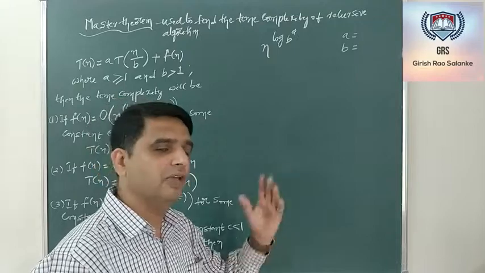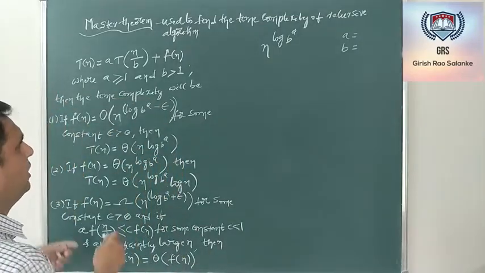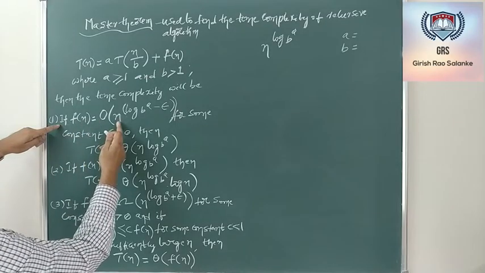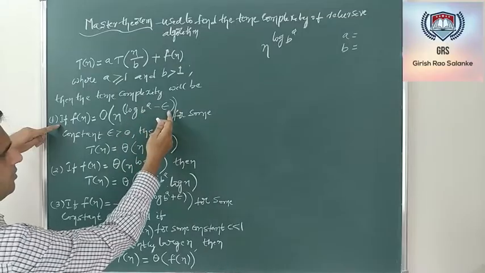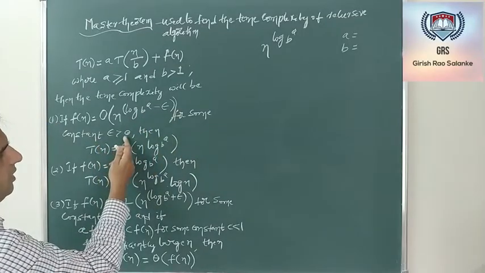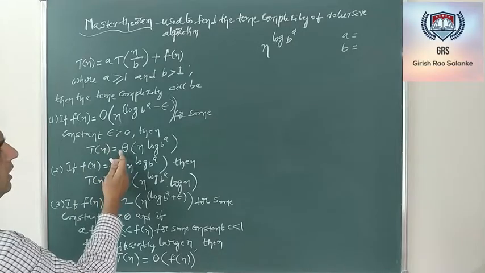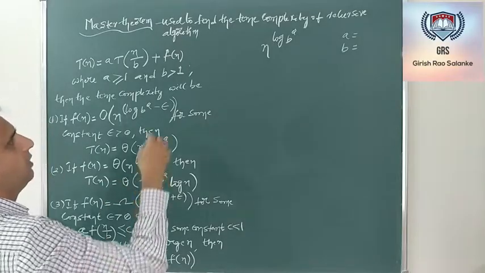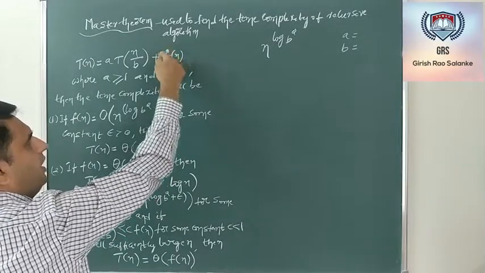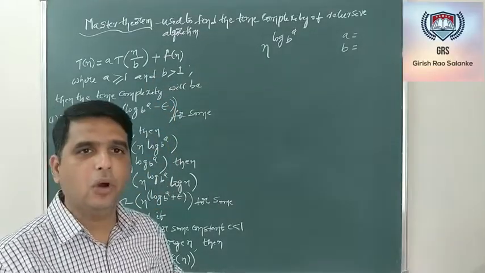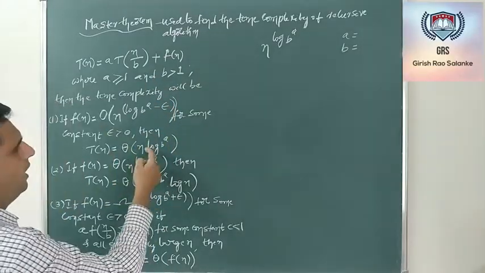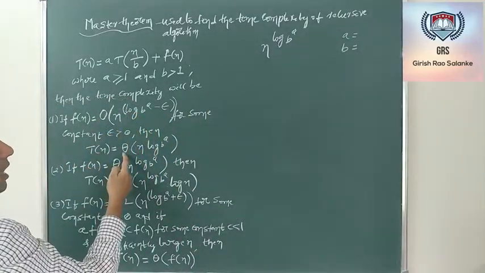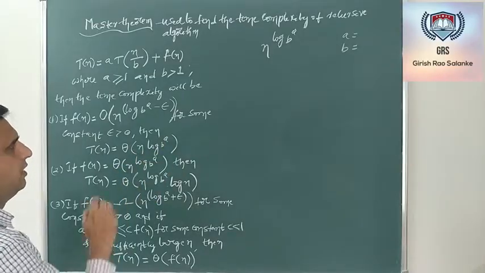Now after doing that, we can categorize into three different classes. The first class says that if f(n) = O(n^(log a to base b - epsilon)) for some constant epsilon greater than 0, then T(n) = Θ(n^(log a to base b)). In the sense, if f(n) is asymptotically slower when compared to n to the power of log a to base b, then the time complexity can be expressed as Θ(n^(log a to base b)). This is the first case.